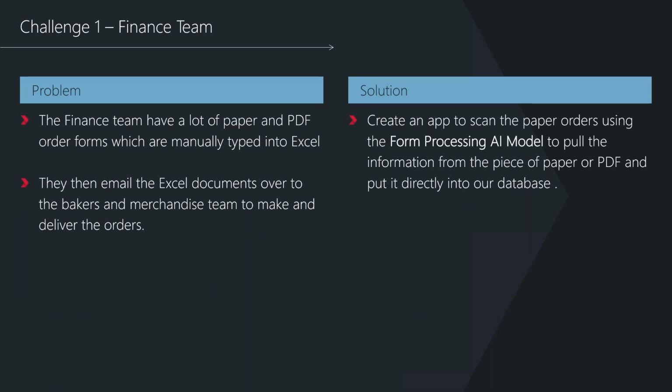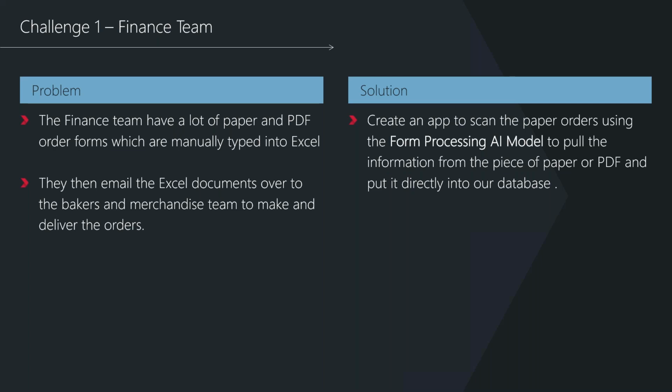Now, the finance team's problem is that they've got a lot of these forms, like I showed you with that Word document earlier on. They've got a lot of paper forms and a lot of PDF order forms, which they're manually typing into Excel. They then email the Excel documents over to the bakers and merchandise team to make and deliver the orders. So it's the same sort of scenario as the sales team. They're just getting that information over to the people to actually deliver them.